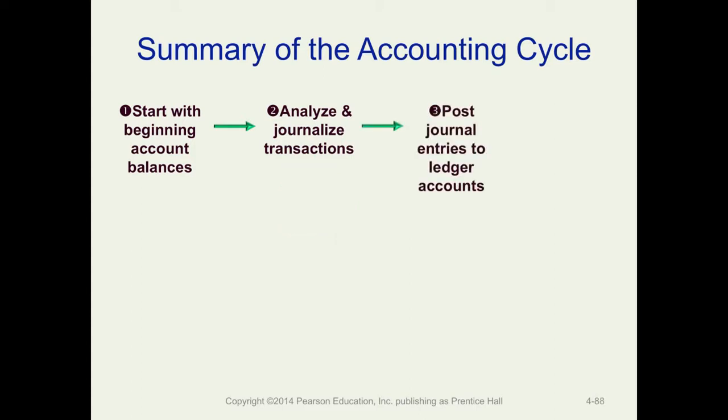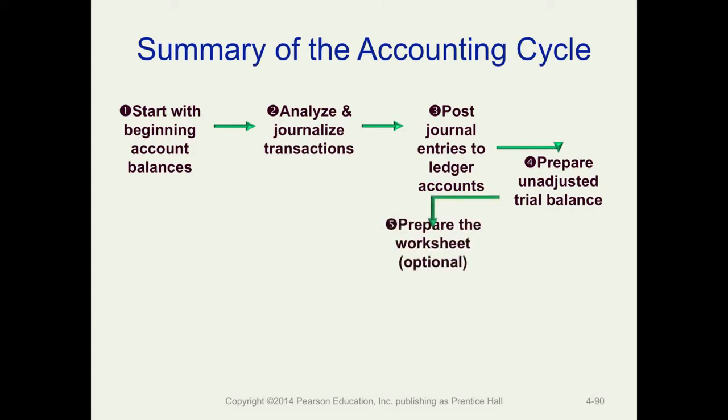Next, we post them to the ledger. We make the journal entries in number 2, then we post them to the ledger. Then we have our unadjusted trial balance to prove the equality of the debits and credits, not the accuracy. We could prepare an optional worksheet if we so desire, and by doing that, it facilitates, as we said, the preparation of the actual adjusting entries, and the financial statement preparation is also facilitated.